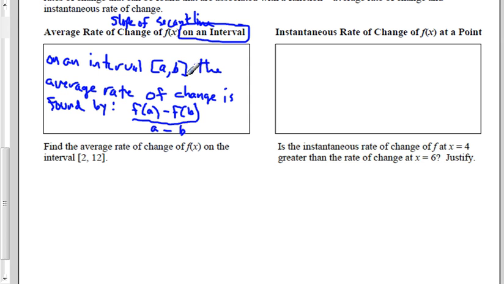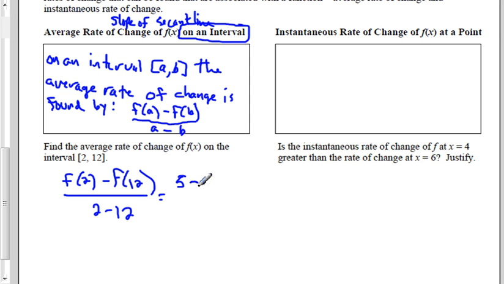On an interval from a to b, the average rate of change is found by f of a minus f of b all over a minus b. That is the slope formula, change in y over change in x. So for this specific rate of change, it's going to be f of 2 minus f of 12 all over 2 minus 12. Again, change in y, change in x, you can do y2 minus y1. It doesn't matter which one you start with as long as you start with the same x coordinate. f of 2 is 5, f of 12 is 8. That'll be negative 3 over negative 10, which will be positive 3/10.